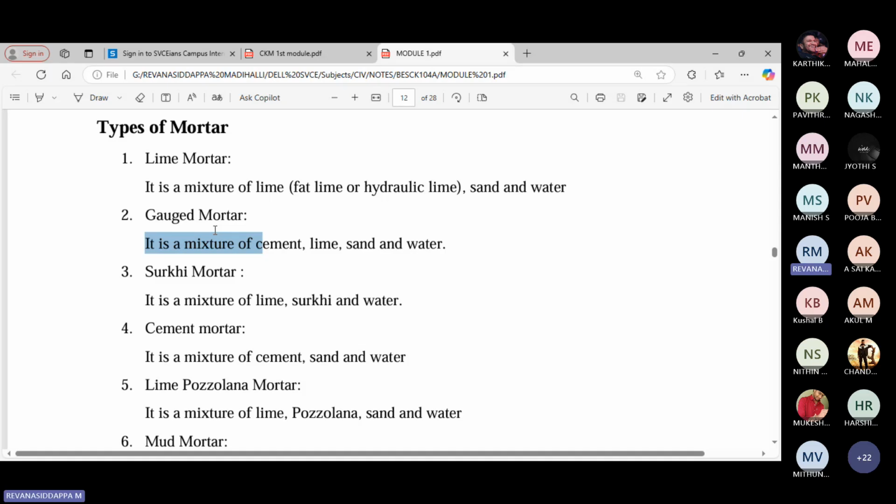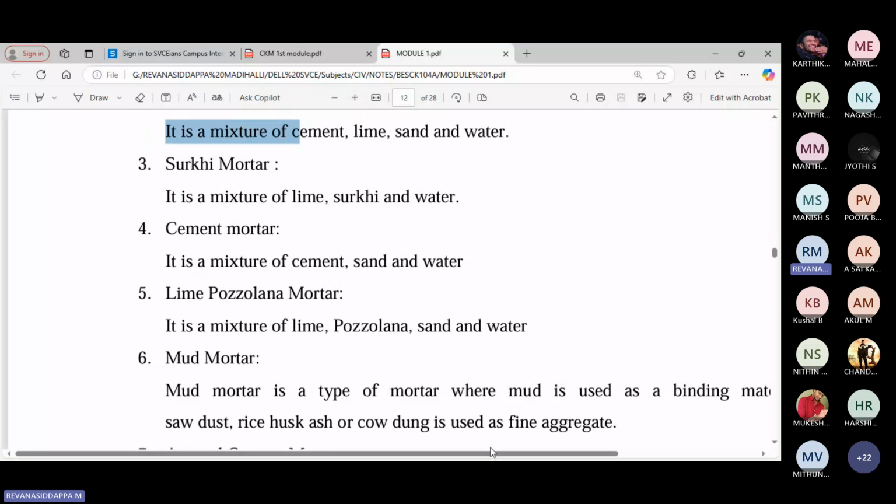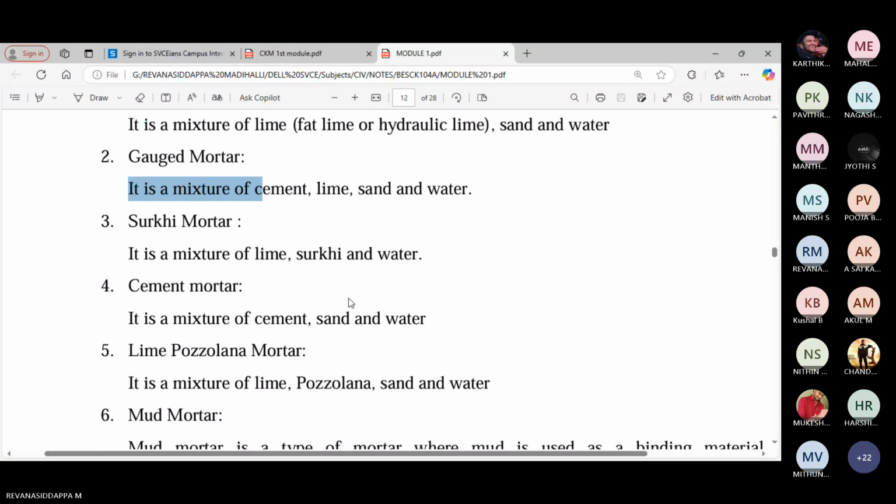The next type of mortar is surki mortar. Surki mortar means here, in place of sand, we will use surki. Surki means broken brick powder. That broken brick powder can be used in place of sand. We can replace the sand by broken bricks, which are called surki. Surki is nothing but broken brick powder.